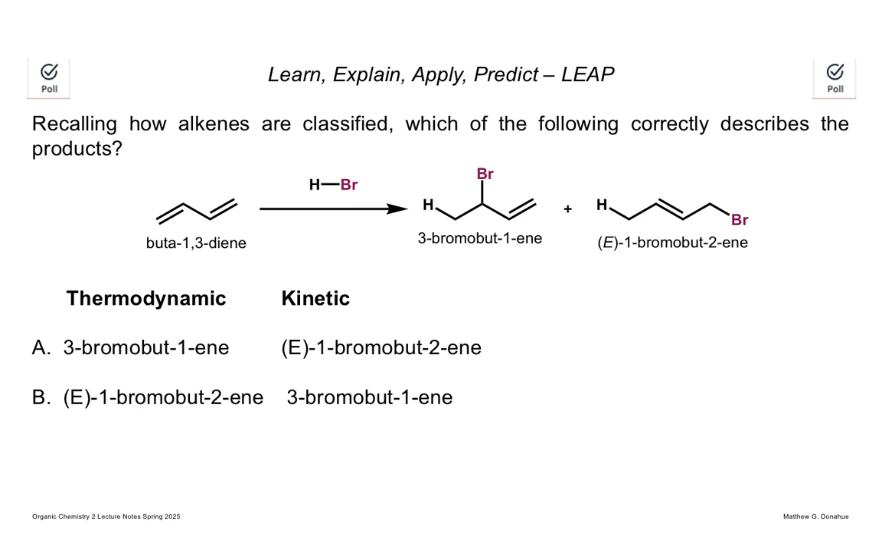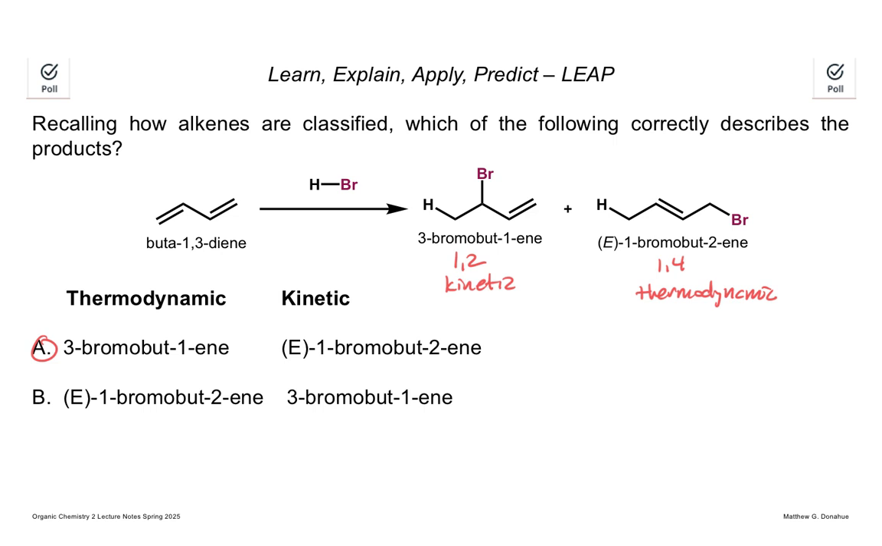So to review everything we just talked about with a couple questions here, which of the following correctly describes the products? So this was the 1,2, and this was the 1,4. The 1,2 is going to be kinetic. The 1,4 is thermodynamic. So the kinetic product is going to be the 3-bromo-1-butene, and the thermodynamic is going to be the E-1-bromo-2-butene.